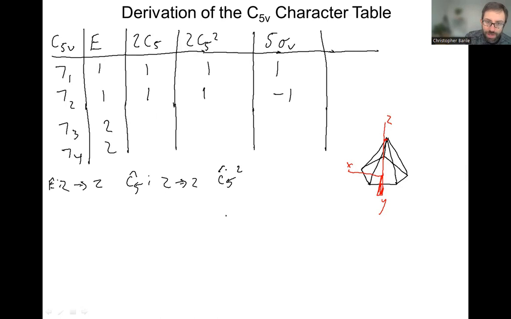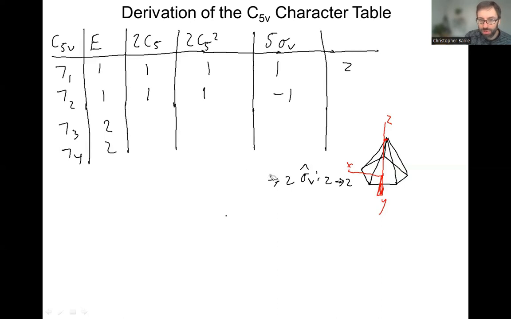Same thing with the C5 squared or the C5 cubed; you can use either of the 2 operations in this class. And then the sigma v is also going to take z to z. If you remember, that's because all 5 mirror planes, it doesn't matter which one you choose, contain the z-axis. So if you're inside the mirror, nothing happens. That tells us that z transforms as a totally symmetric representation. And guess what? That doesn't help us. It's fine, but it doesn't help us derive gamma 3 or gamma 4, which is what we're trying to do.